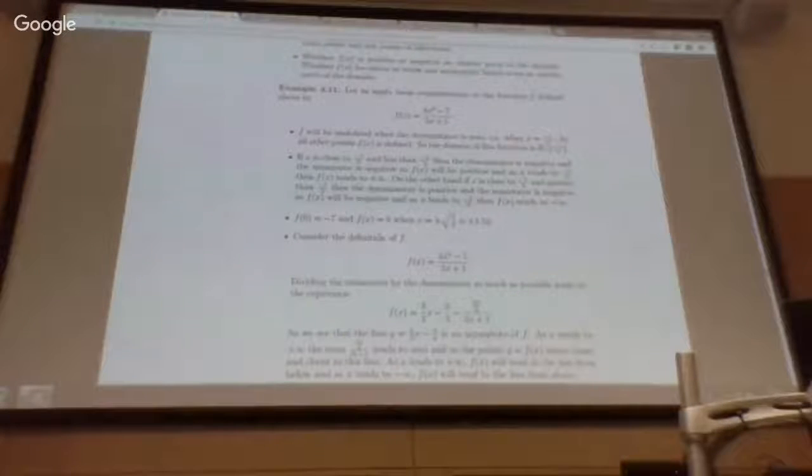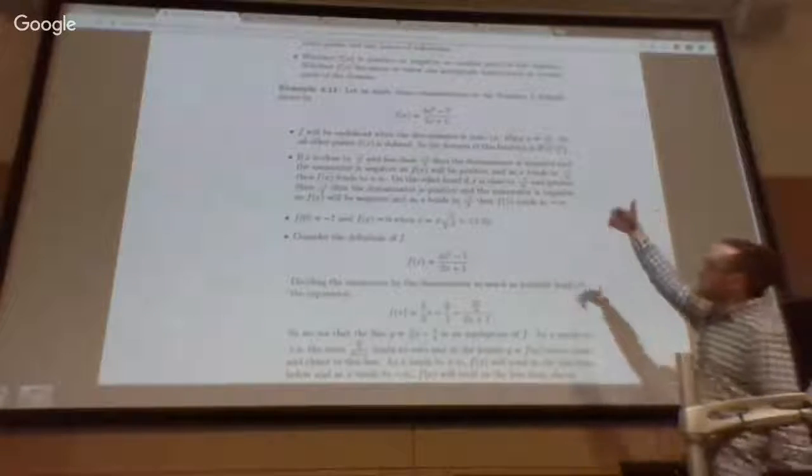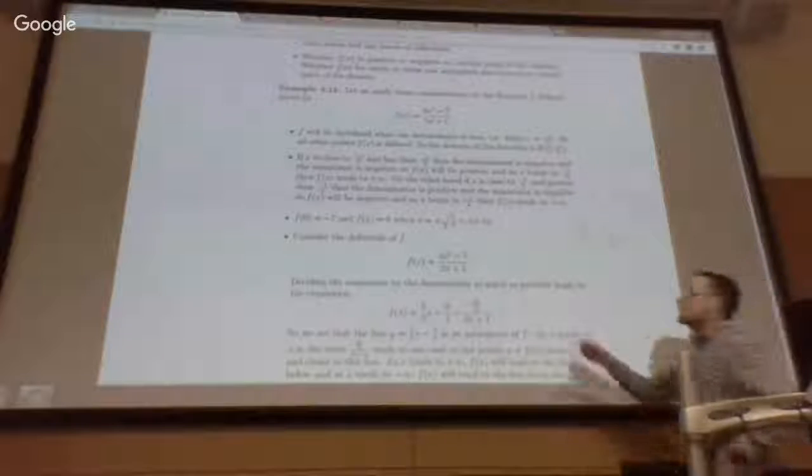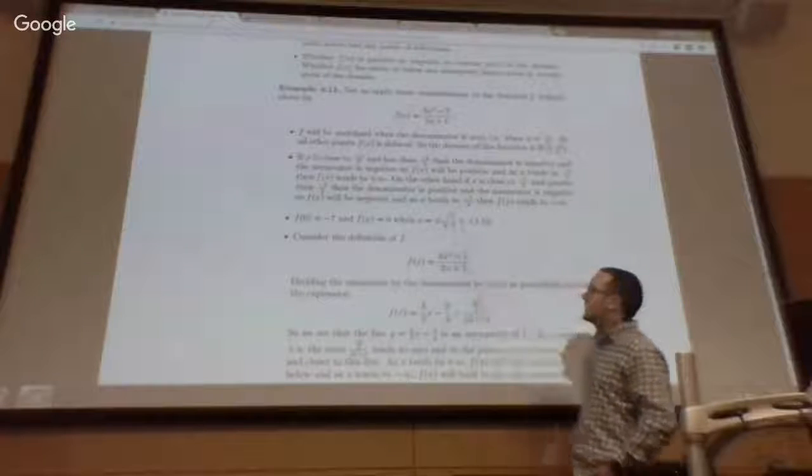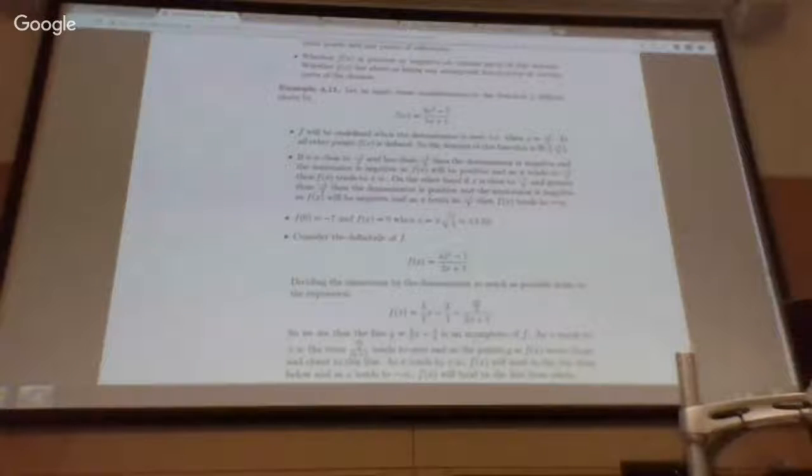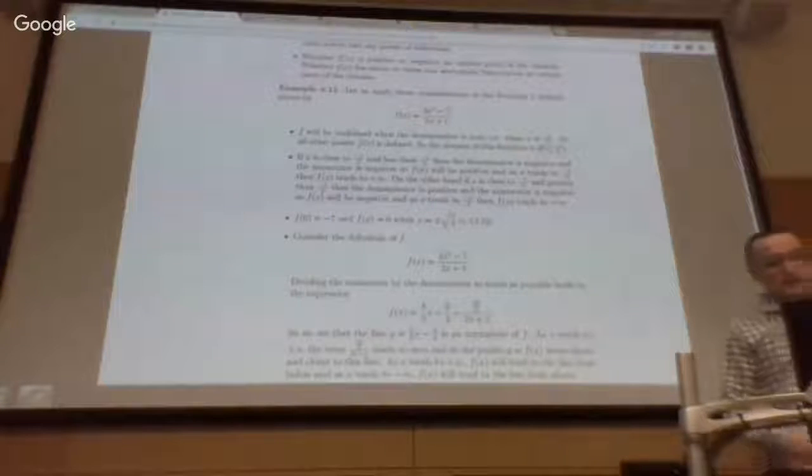F of x equals 0. So when is f of x equal to 0? F of x is equal to 0 when its numerator is equal to 0. And the numerator, 3x squared minus 7, we can solve that easily. That's got these two roots, plus and minus root 7 over 3, which is approximately plus and minus 1.5. Okay.